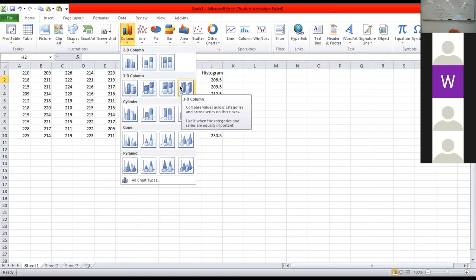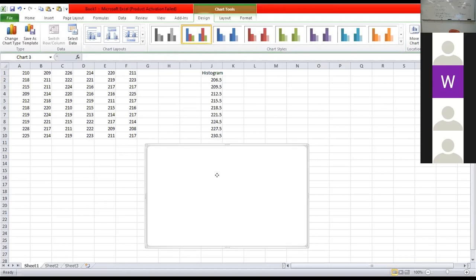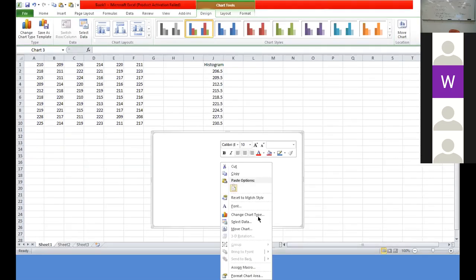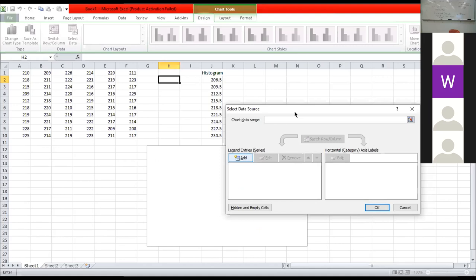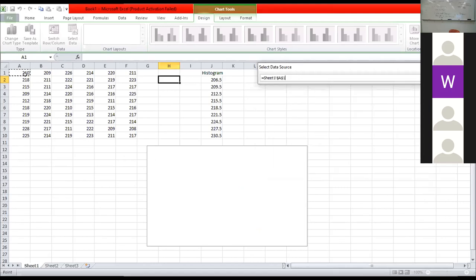Chris, try a 2D column. And then right click it. Select. And then highlight all of the data on the left side. See if it comes up.